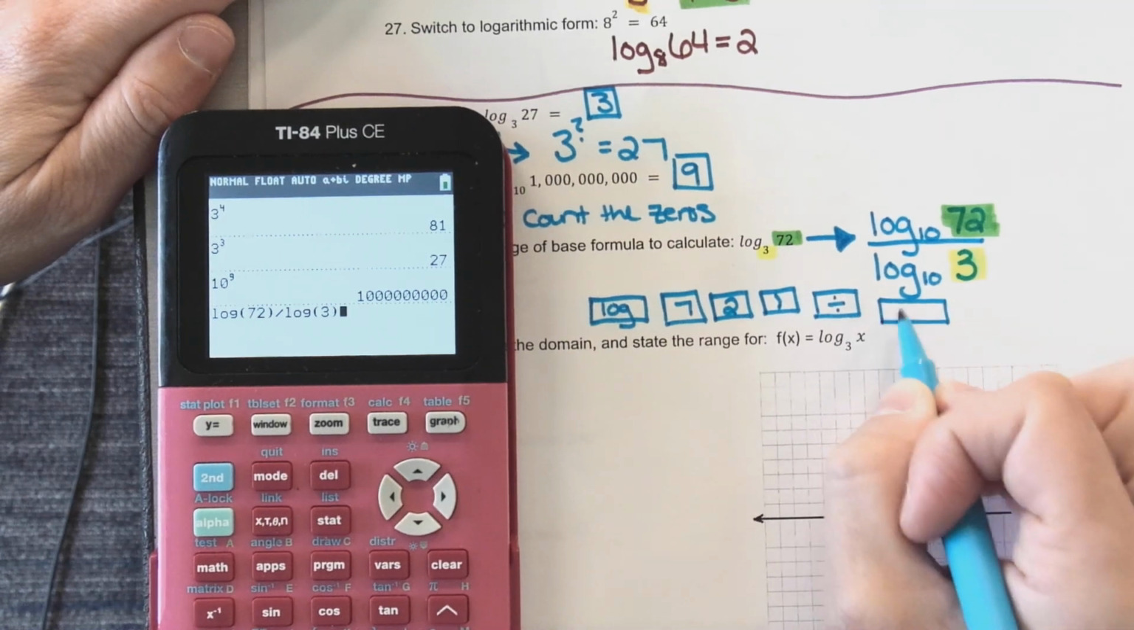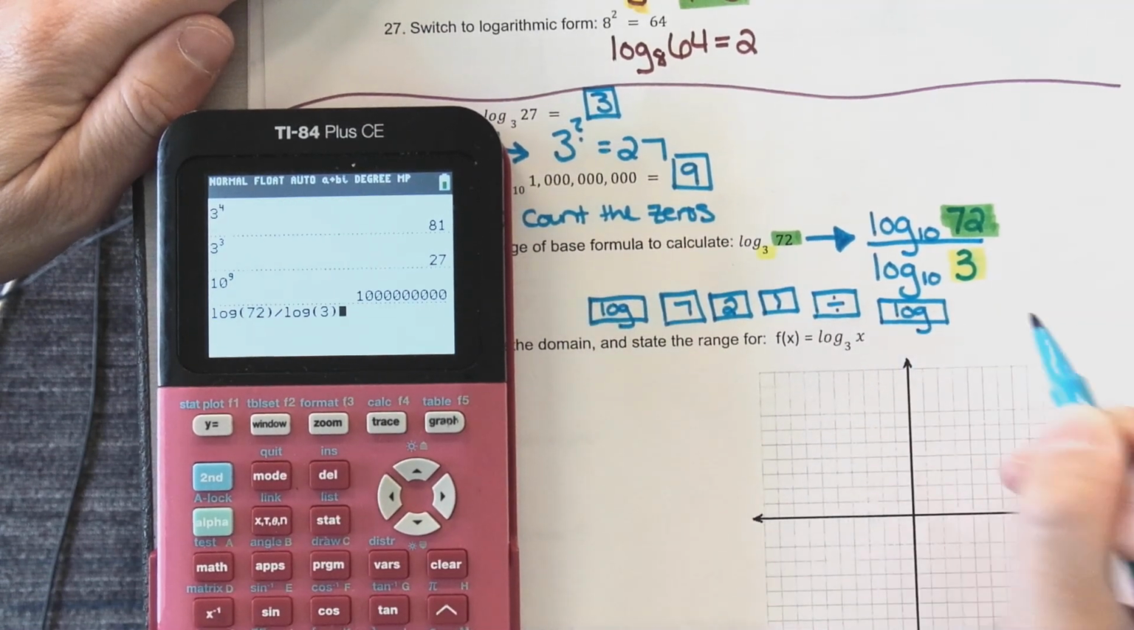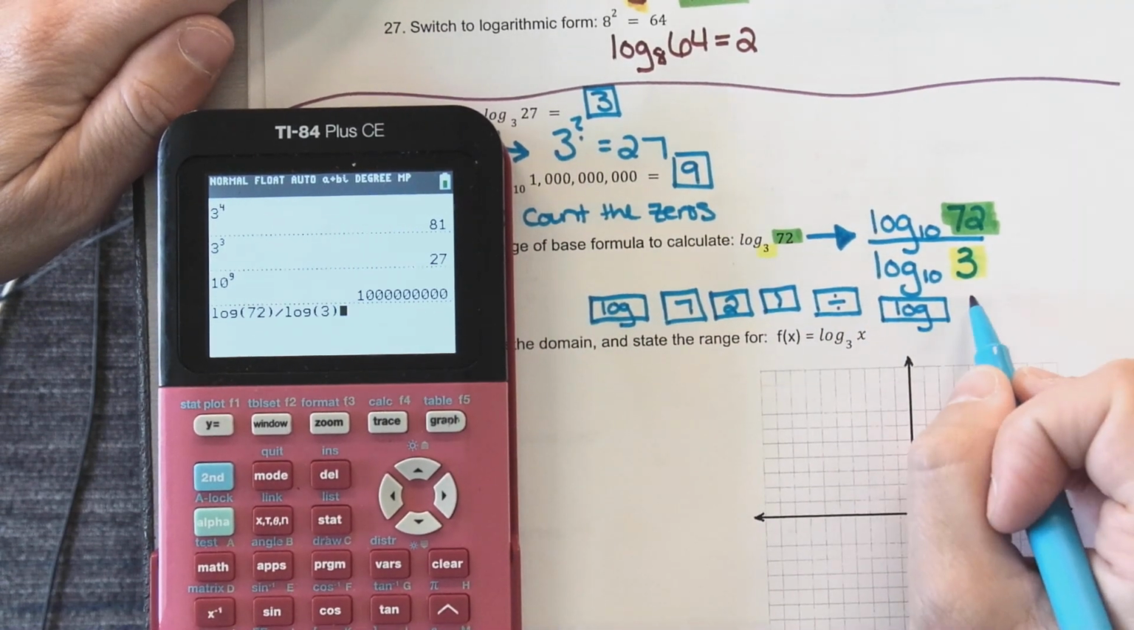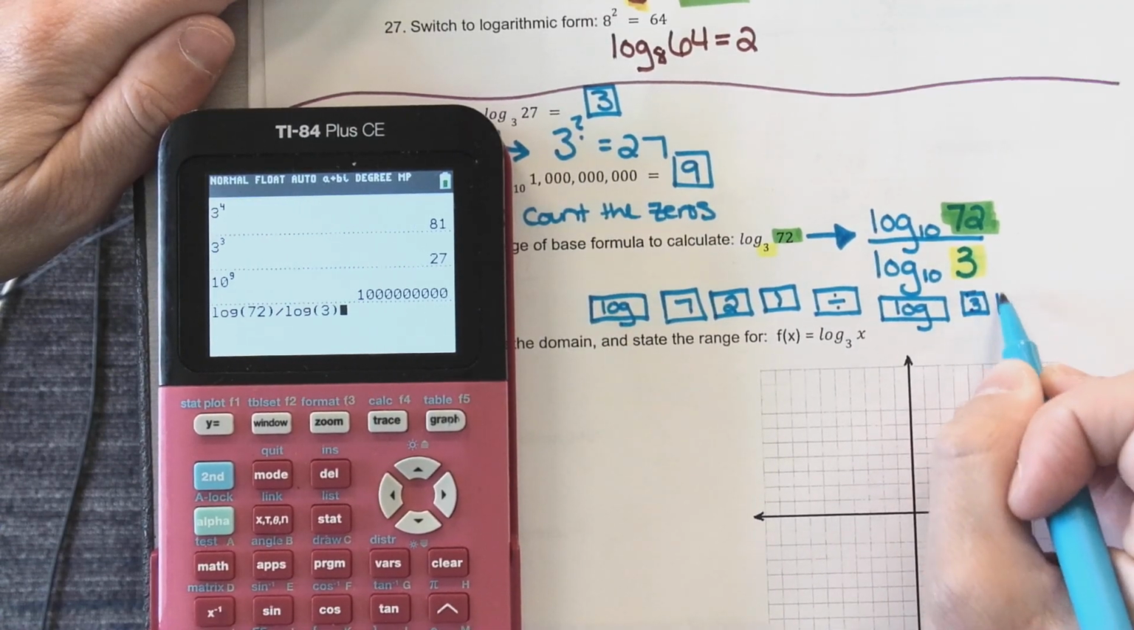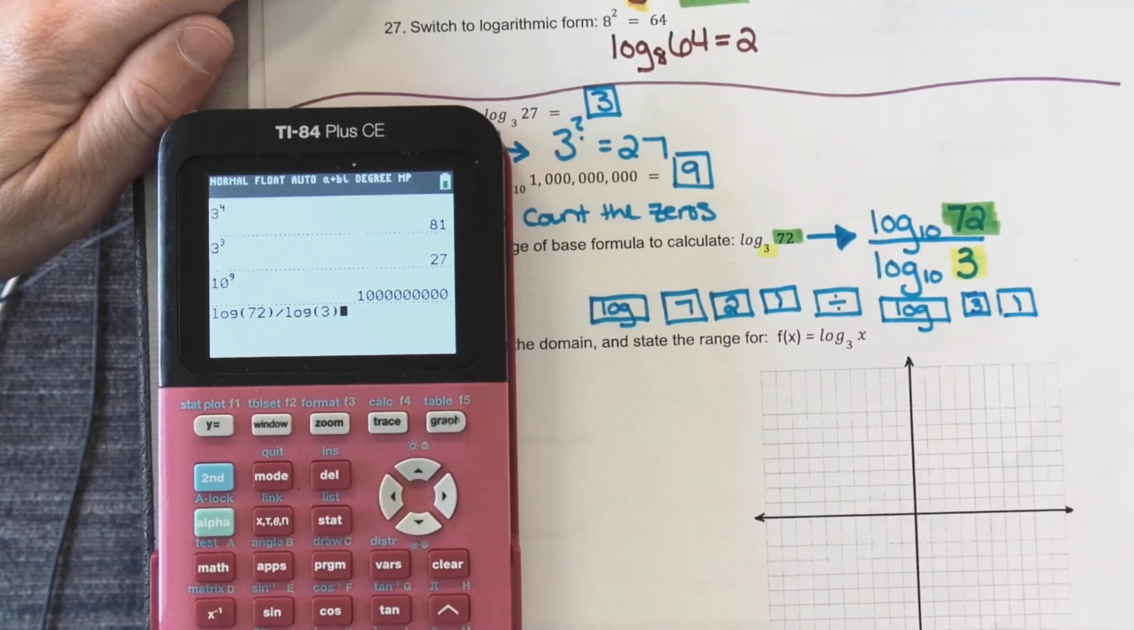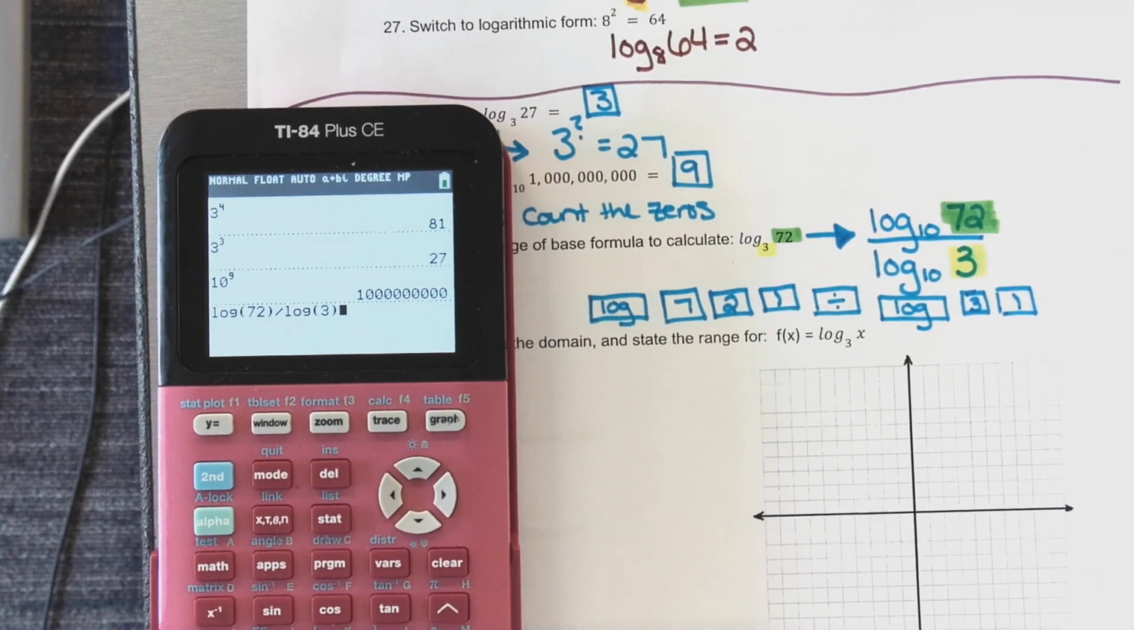Then I pressed my log button again. It automatically opens the parenthesis for you. And then I pressed 3. And then I closed it. So those were my keystrokes that I pressed.